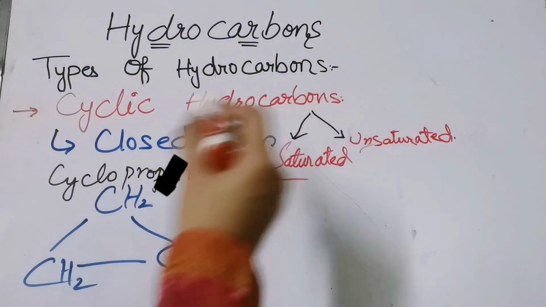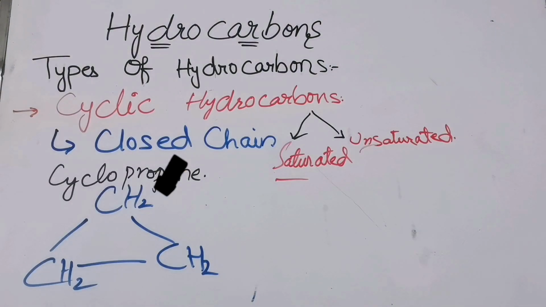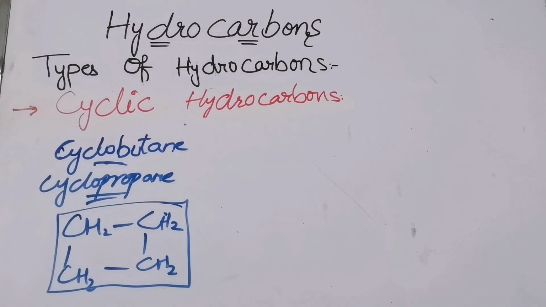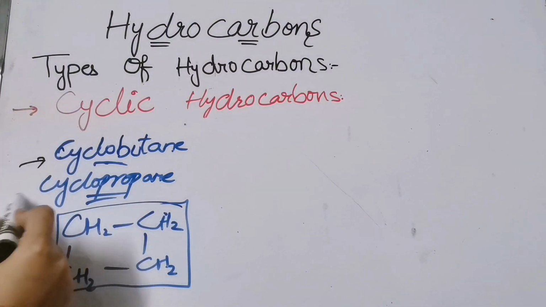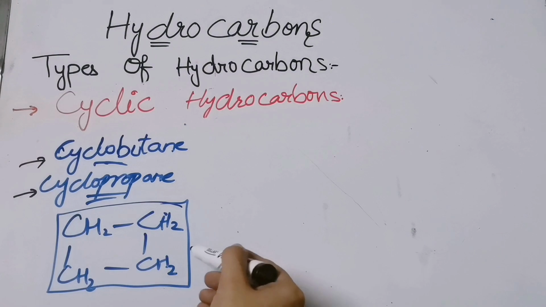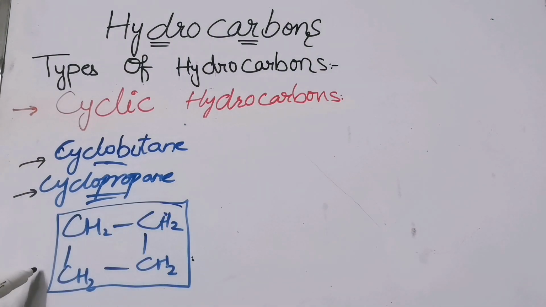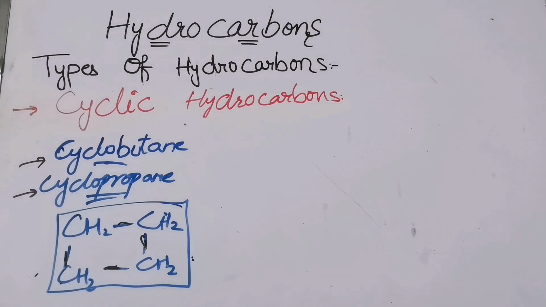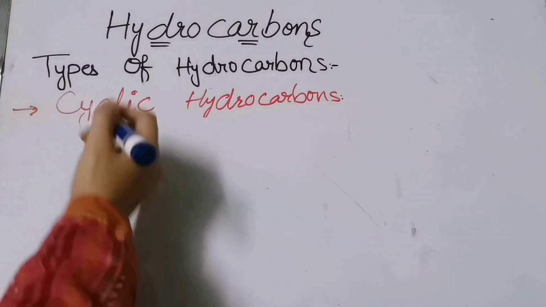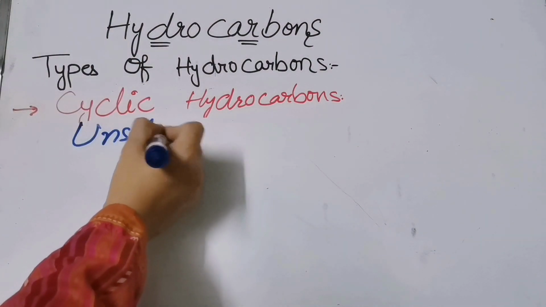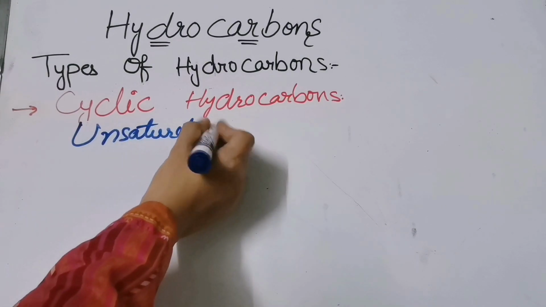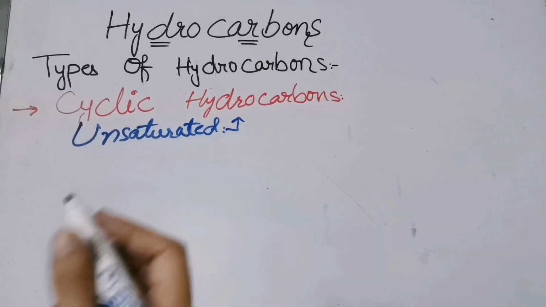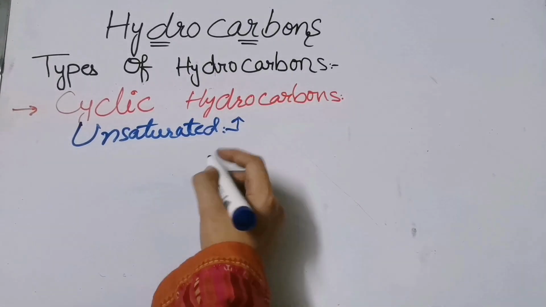Now let us see the saturation and unsaturation of cyclic hydrocarbons. So the examples that we were discussing from the start of cyclobutane and cyclopropane, they were the saturated cyclic hydrocarbons. Here I draw the cyclobutane again. See over here, this is cyclobutane. They are having single bonds. So this is saturated cyclic hydrocarbons. Now let us study the unsaturated cyclic hydrocarbons. For this I am going to take the example of cyclopentene.